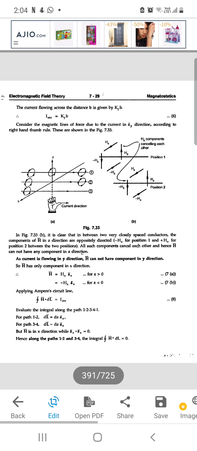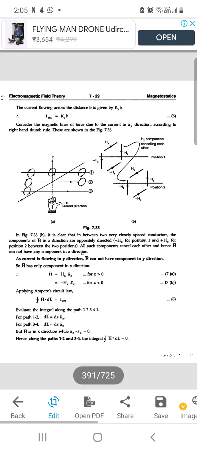Now consider magnetic lines of force due to current in the ay direction. It will always follow the right hand thumb rule, as you can see. If you are dealing with two closely spaced conductors, the components of Hz will get cancelled off. All such components cancel each other and hence H cannot have any component in the Z direction. Since the current is flowing in the Y direction, H cannot have a component in the Y direction too. So H will have a component in the X direction only. It will not have a component in either Y or Z directions.